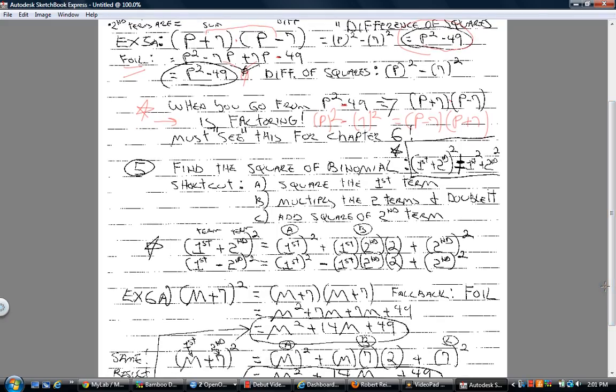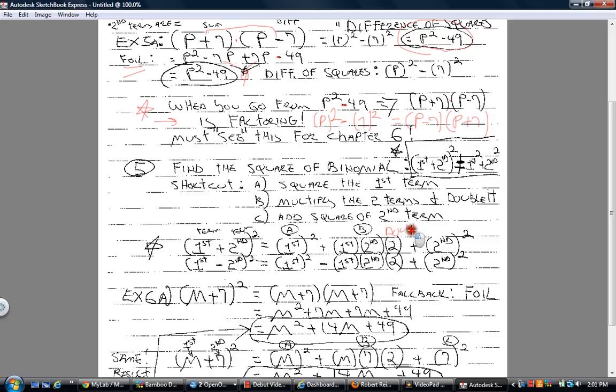What happens if you have a binomial and it's squared? Finding the square of a binomial, whether it's a plus or a minus, and we're going to do example 6 here in a minute. I'm going to do it the FOIL method to get you by, but the shortcut is to realize that if you have a binomial squared, you take the first term and square it, then you take the first term times the second term and double it.